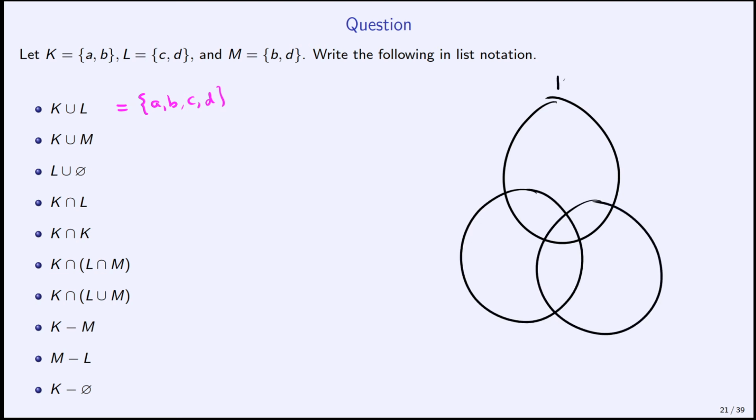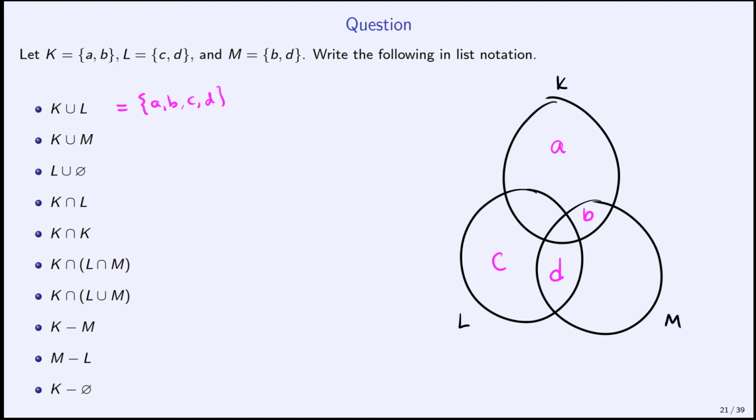So I'm going to put K up here, I'm going to put L in the bottom left, and I'm going to put M in the bottom right. Now we have that A and B are in K, but B is also in M, so I'm going to put it there. C is in L, and D is also in L, but D is in M as well, so I'll put that there. So this is what our Venn diagram looks like.